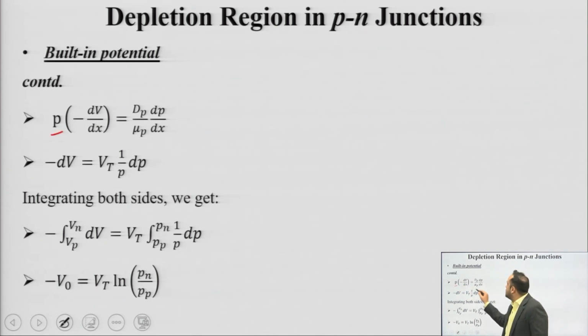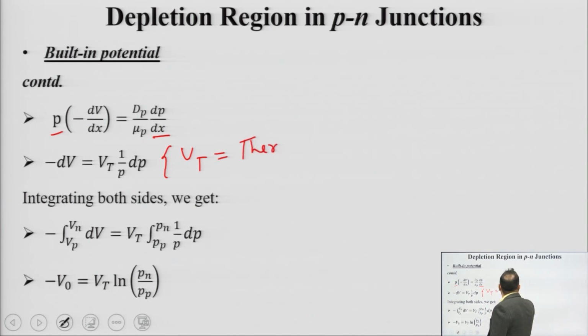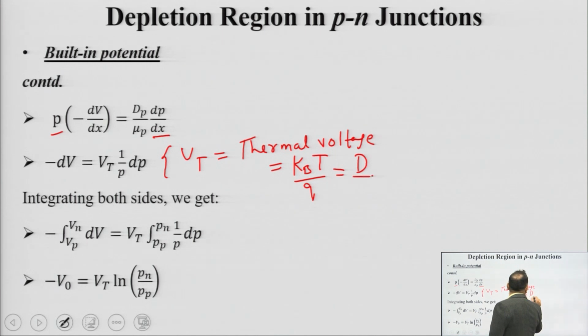This is hole concentration, this is hole concentration gradient, right. So, minus dV can be written as Vt, where Vt is your thermal voltage, and it is given by Boltzmann constant times temperature divided by Q. As per Einstein relation, it is equal to D by mu. Whether it is holes or electrons does not matter. D by mu is equal to kBT by Q, which is also known as thermal voltage, right.